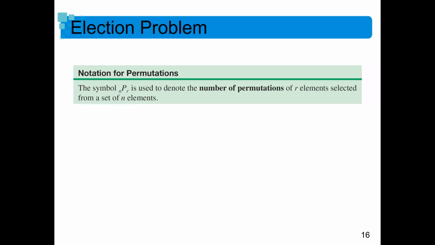So for permutations, where the order matters, the symbol nPr is used. It is the number of permutations of R elements selected from a set of n elements. So n here is how many elements there are in the set, and R is how many elements we select out of that set. Two for an ordered pair or three for an ordered triple, whatever.